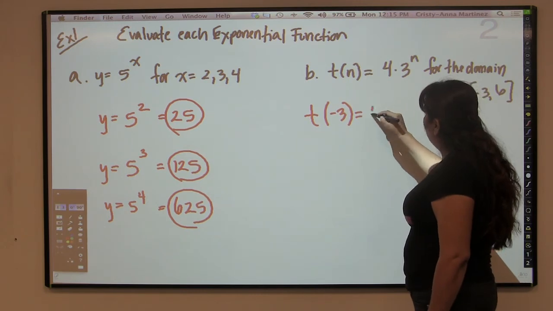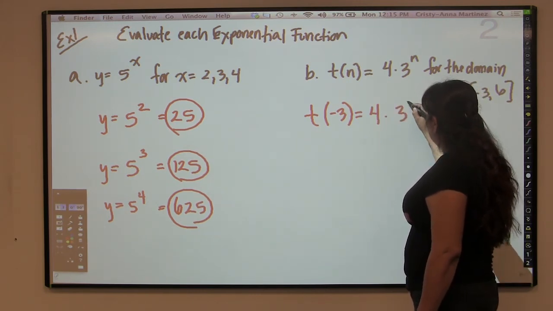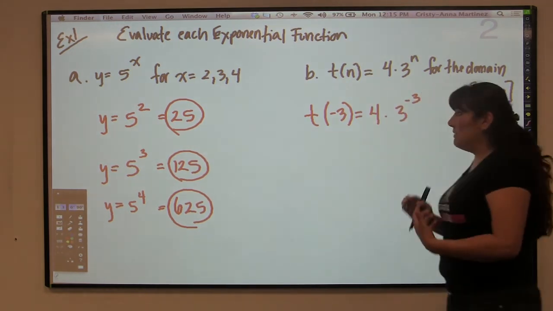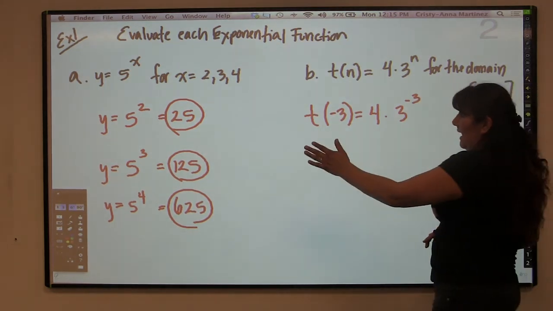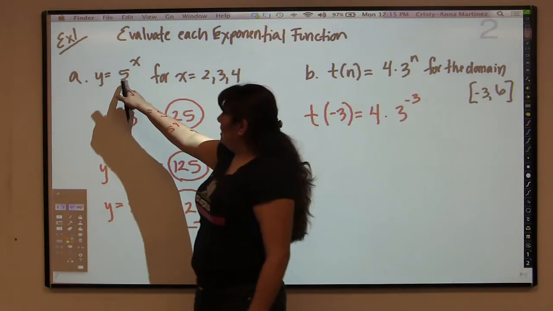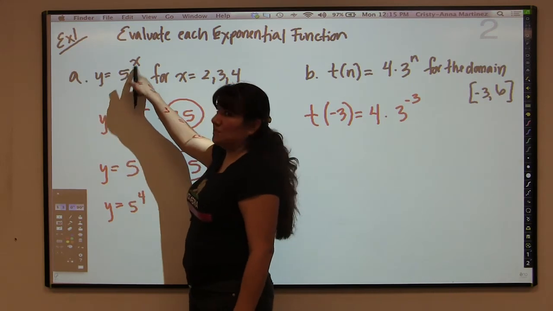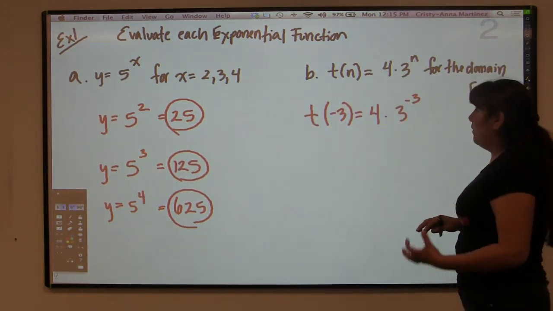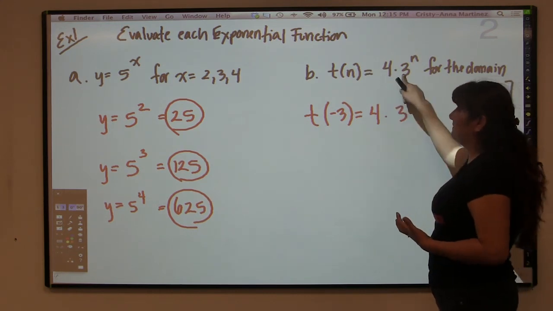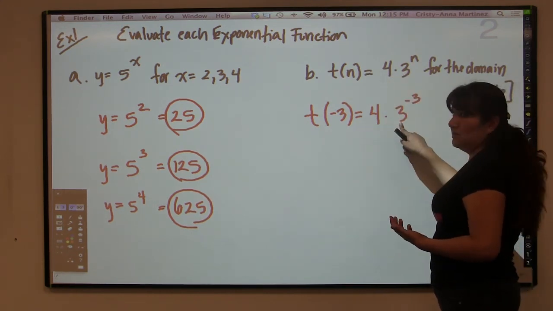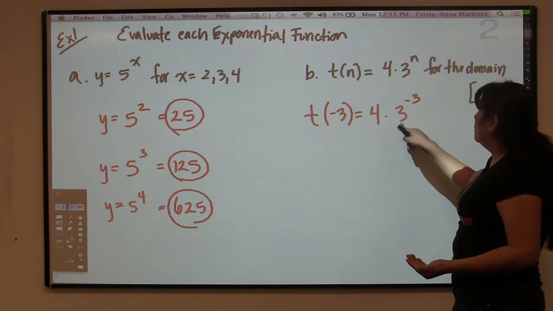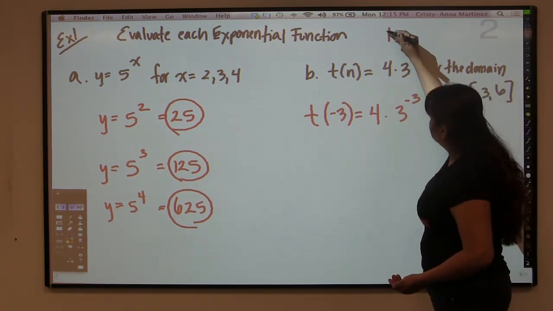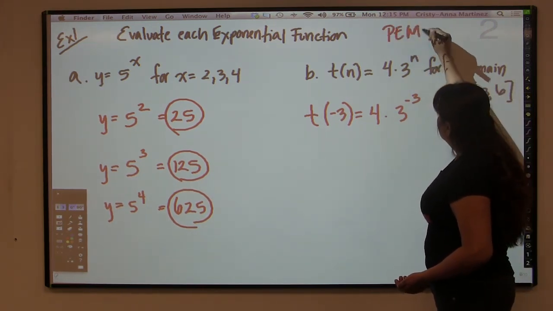So this time we have 4 times 3 to the -3 power. And I want to remind you, in A, there was no number in front of the b to the x part. In this case, you have a and b to the x. So again, I want to caution you that you don't go 4 times 3 is 12, and then 12 to the -3 power. You deal with the exponent first as per PEMDAS.